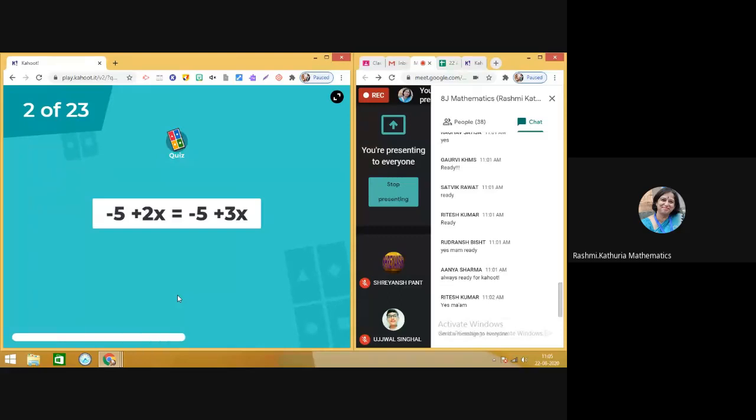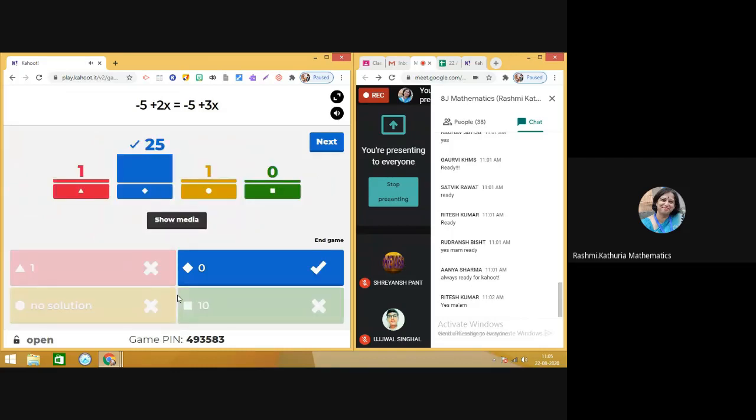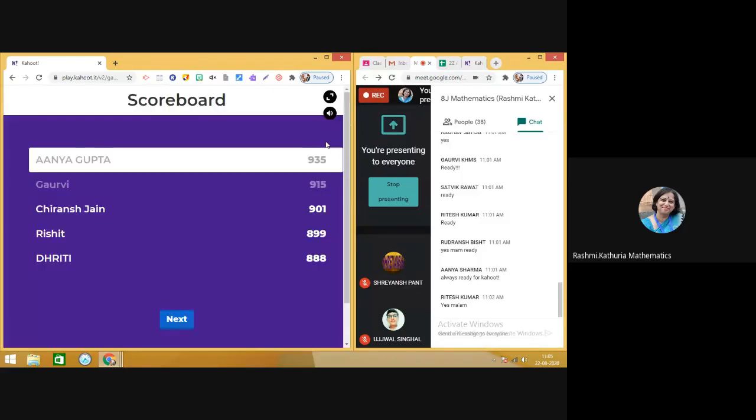This is again a warm-up question. Quickly give the answer. Such a situation we have discussed in the class as well. I hope you know. Okay, so we can see that 25 students have done it correctly, and the answer to this question is 0. Coming on to the next. Wow, now see the leaderboard has changed. I'm moving on to the next question.